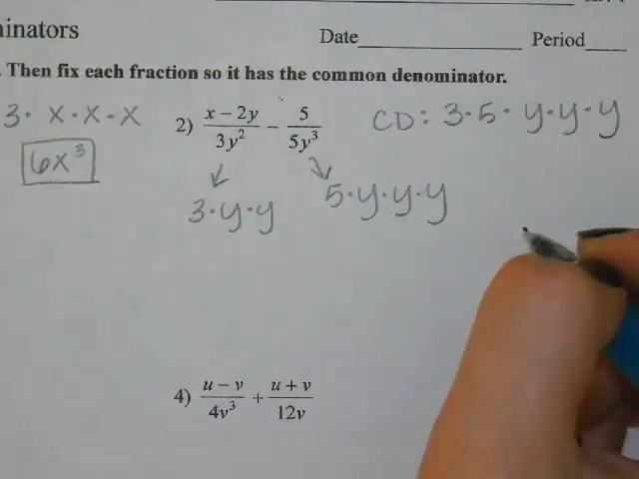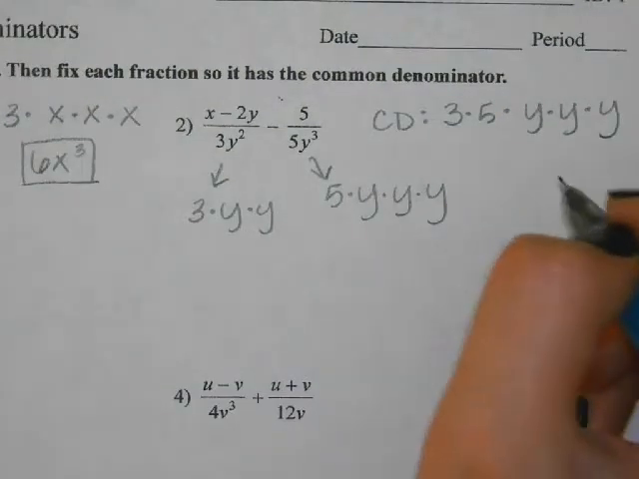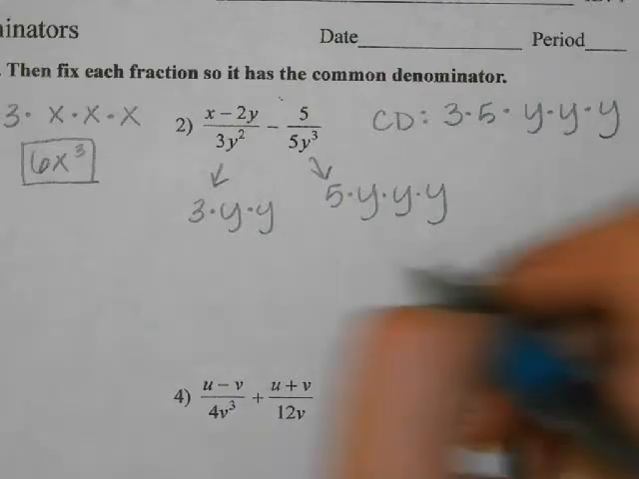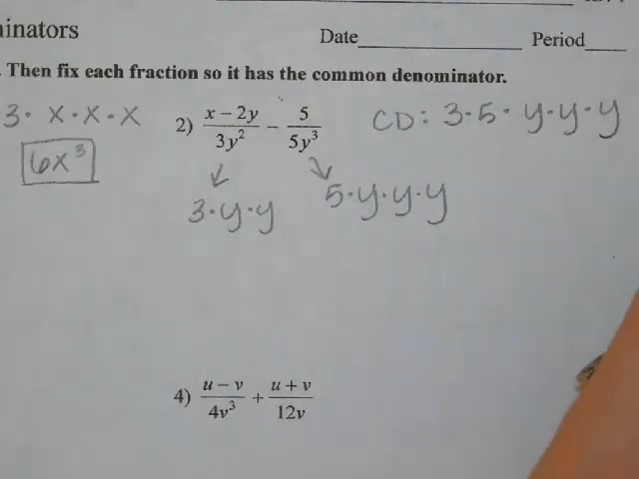How did Maddie know it needed 3 y's? What did she look at? Look at the side with the most. Yeah, the side with the most had 3, so that's what we needed. So what is our common denominator? 15y.